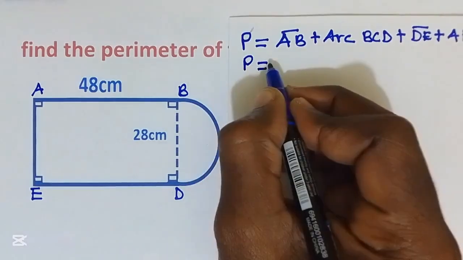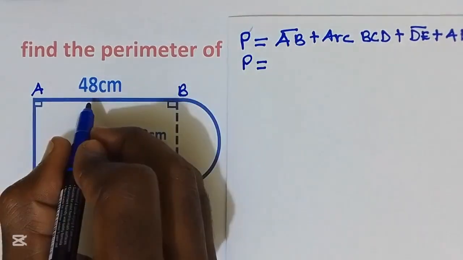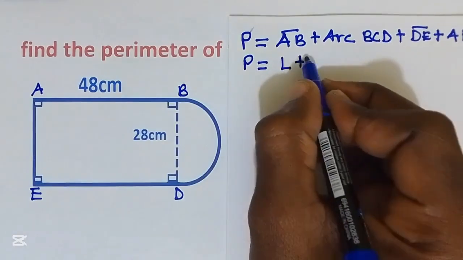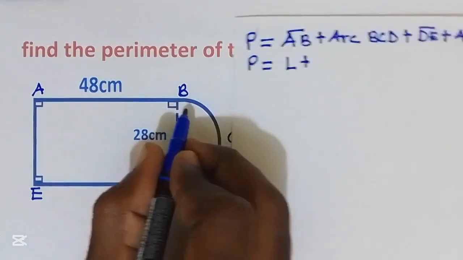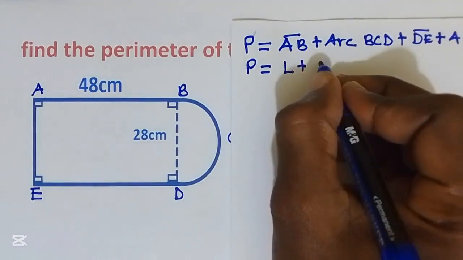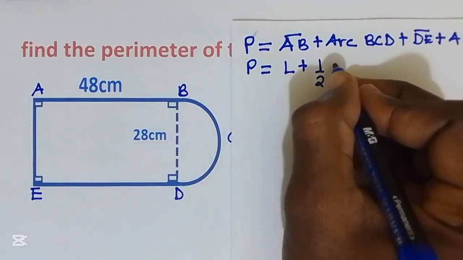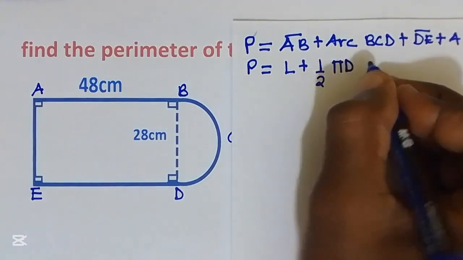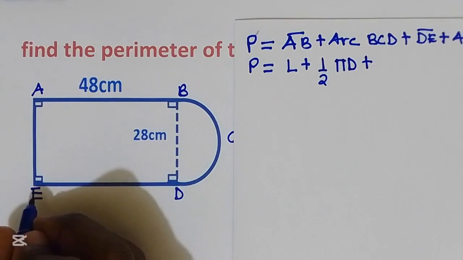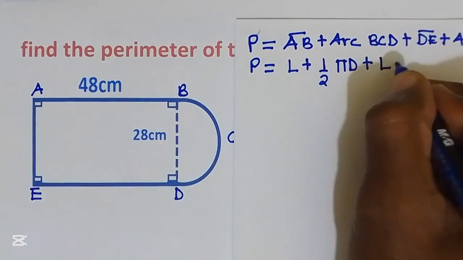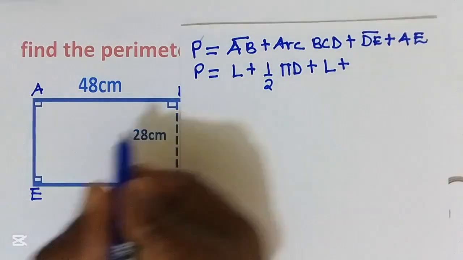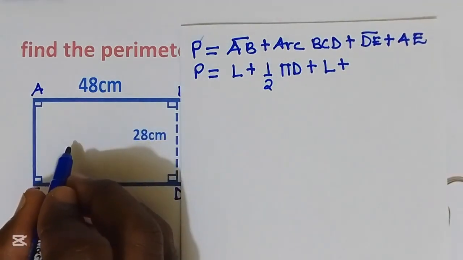Perimeter is equal to AB, as per the rectangle, this is equal to length, plus arc BCD. This is a semicircle, which is given by a half pi d, plus DE, as per the rectangle is a length, plus AE, as per the rectangle. This is width.